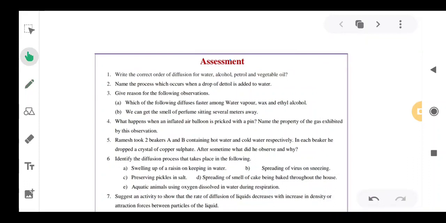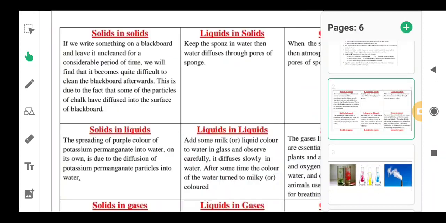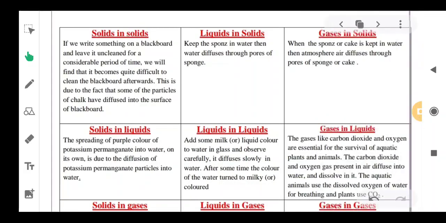Second question. Name the process which occurs when a drop of Dettol is added to water. We already know this is the diffusion, but in diffusion there are several types. See, this is solids in solids. సో మనకి డిఫ్యూజన్ చాలా రకాలుగా ఏర్పడుతుంది. ఫస్ట్ థింగ్ ఇక్కడ మనం నేర్చుకుంటున్నాం సాలిడ్స్ ఇన్ సాలిడ్స్, అంటే ఒక సాలిడ్ ఇంకొక సాలిడ్లో డిఫ్యూజ్ అవ్వడం.